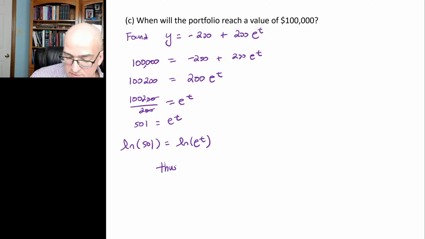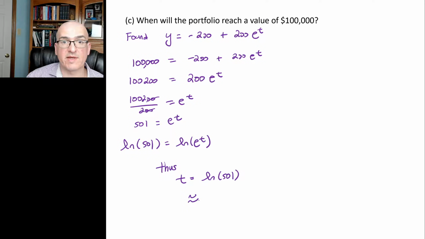And we can make a conclusion for this. Thus, t is equal to the ln of 501. But what's that? I'm going to plug in my calculator.